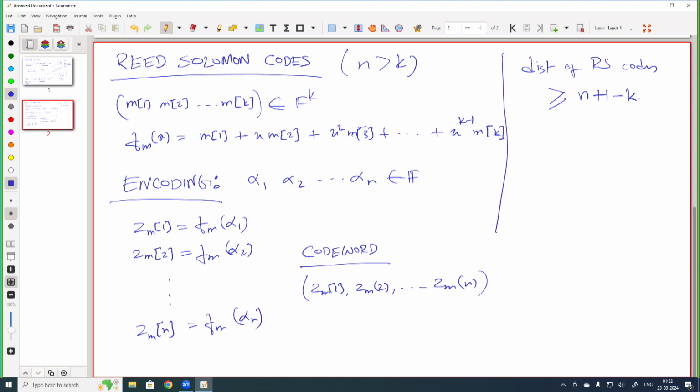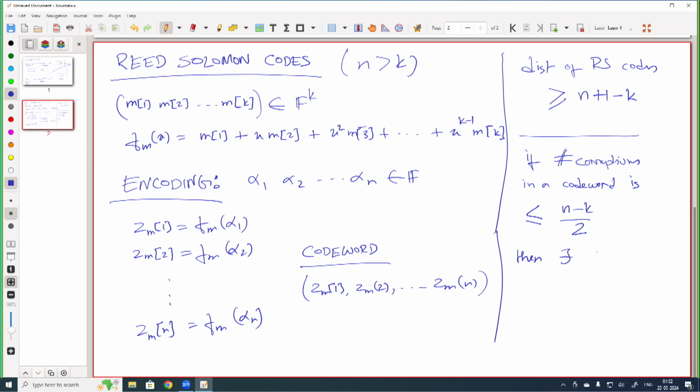And as you were saying earlier, if the distance of this code is this much, then if the number of corruptions in a code word is less than or equal to n minus k by 2, then there exists a unique code word closest to the corrupted code word.